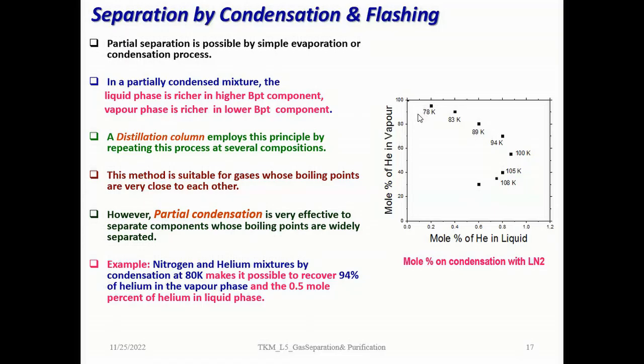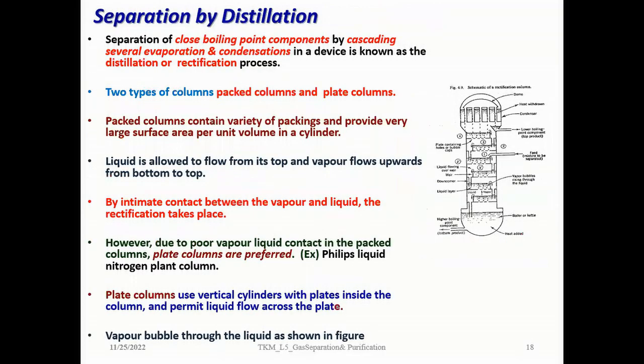For example, at 78 Kelvin, the mole percentage of helium in vapor is close to about 95%. So a fairly large percentage of gas is already separated if you cool with just liquid nitrogen, because the boiling points of nitrogen and helium are well separated. Helium boils at 4.2 Kelvin, whereas nitrogen boils at 77 Kelvin, right? So this way you can separate by condensation and flash. Now, if the boiling points are close to each other, then you require a different way, by which the distillation process is used for separation of the gas.